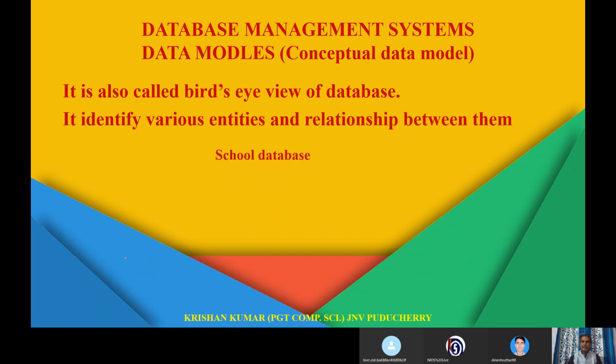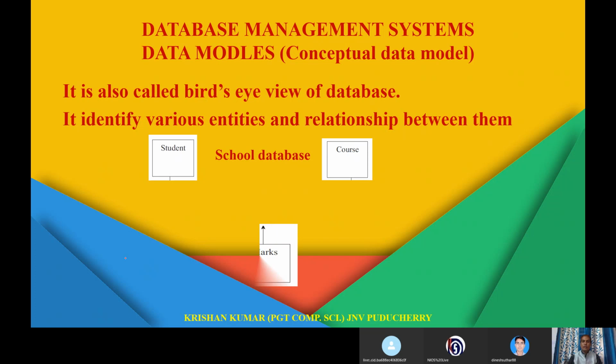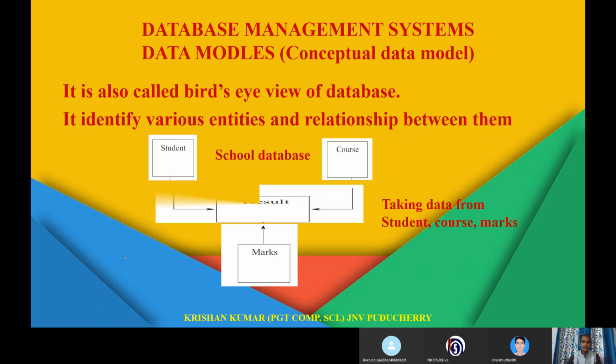See, we are talking about a school database, and in a school database, you may have student, you may have course, and at the same time you may have marks. With the help of these three entities, we can generate a result, taking data from student, from course, and from marks. If you are designing the data this way, you can understand that this data model is called a conceptual data model.